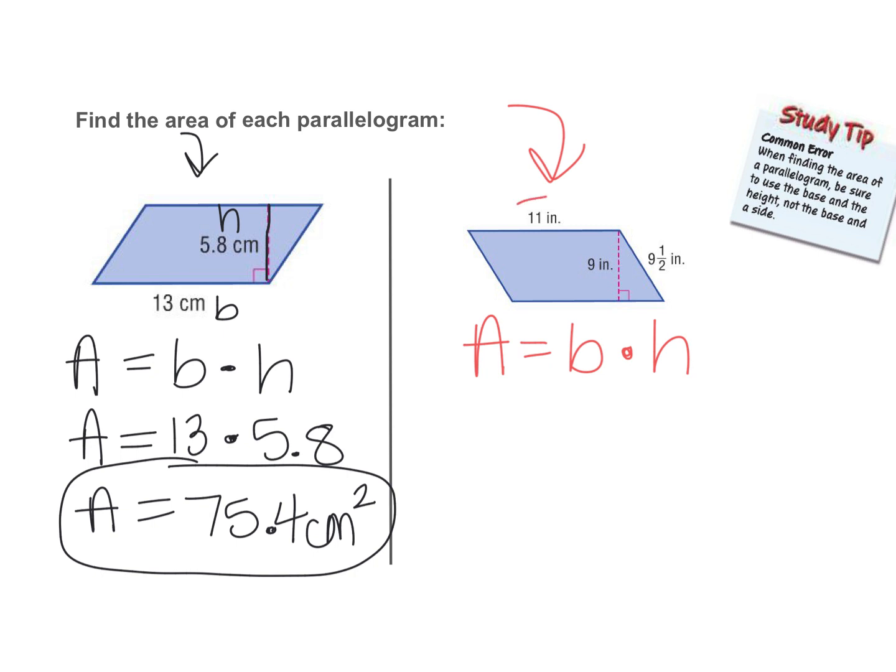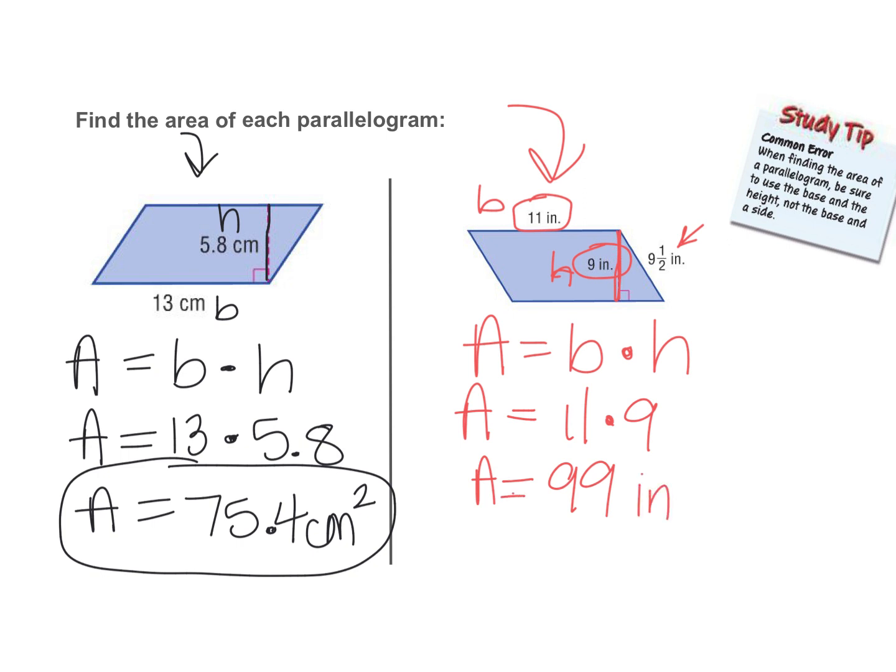I know that this is going to be my base. And then this line right here is perpendicular to the base with the right angle. So that means that 9 is my height. The 9.5 I don't need for area. I would need it for perimeter, but I don't need it for this formula that we're doing. So then I'm going to plug those in. A equals, my base is 11, my height is 9, so A equals 99. And then for this one, the label is inches, and it would be squared.